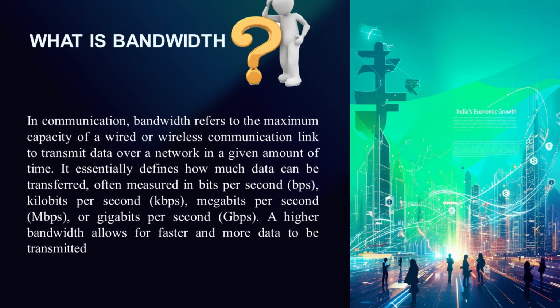What is bandwidth? In communication, bandwidth refers to the maximum capacity of a wired or wireless communication link to transmit data over a network in a given amount of time. It essentially defines how much data can be transferred, often measured in bits per second, bps, kilobits per second, kbps, megabits per second, mbps, or gigabits per second, gbps. A higher bandwidth allows for faster and more data to be transmitted.